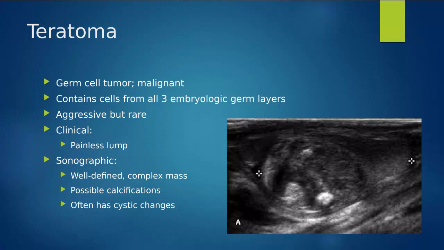Clinically, the men are going to present with a painless lump. These lumps are going to be firm because they are made up of bone cells, and teeth cells, and eye cells. Any cell really is going to be in that thing.